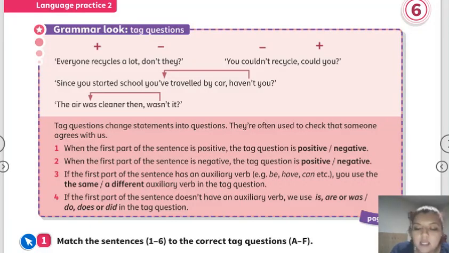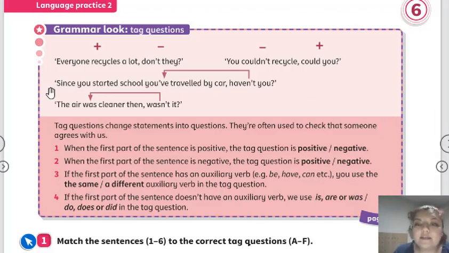Okay, guys, now that you have already looked at the brief explanation, we are going to move to your pupils book. Please, on your pupils book, open it on page number 71. In page number 71, we are going to see language practice number 2. It says grammar look, tag questions, the same as I have already explained to you. Positive, negative, negative, positive. Everyone recycles a lot, don't they? You couldn't recycle, could you?